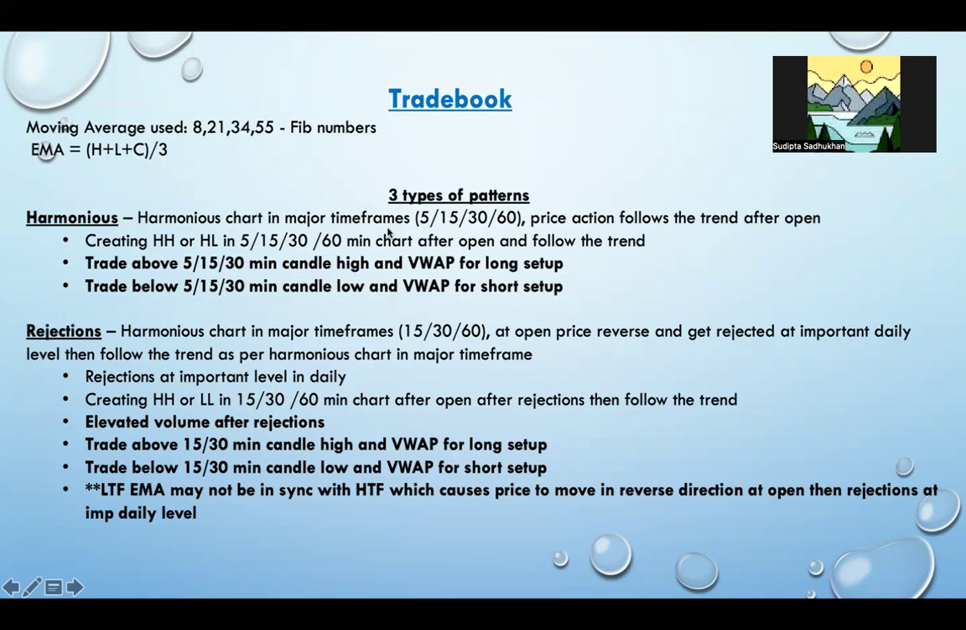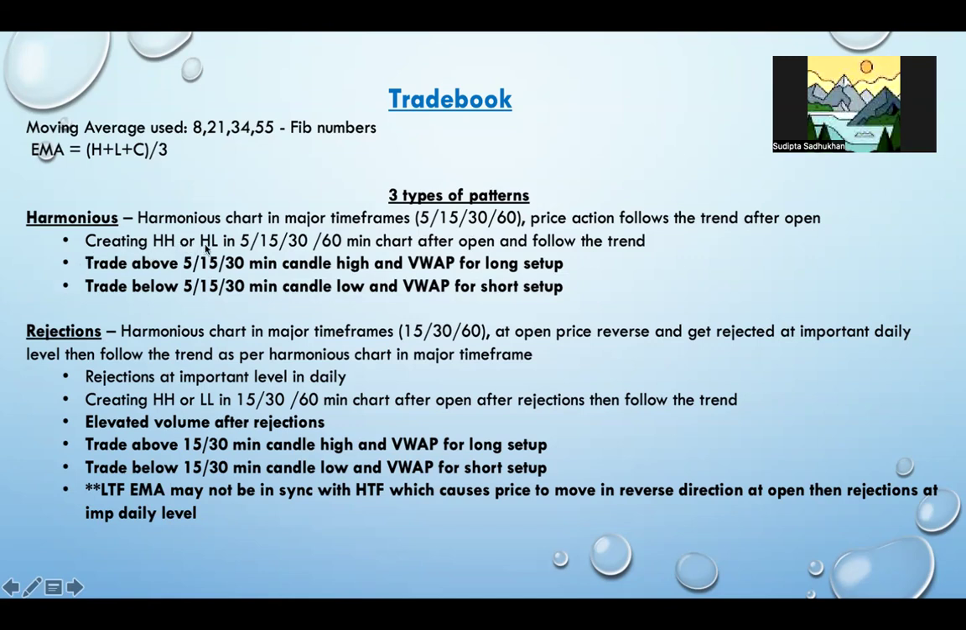Mainly I'm using 1, 2, 5, 15, 30, and 60-minute time frames. The 1 and 2 I am using to decide entry and exit positions. The 5, 15, 30, and 60-minute I'm using to define the strategy, whether I'll go long or short. In a harmonious chart, the 5, 15, 30, and 60-minute price action follows the trend after open. I will show in the chart how it looks.